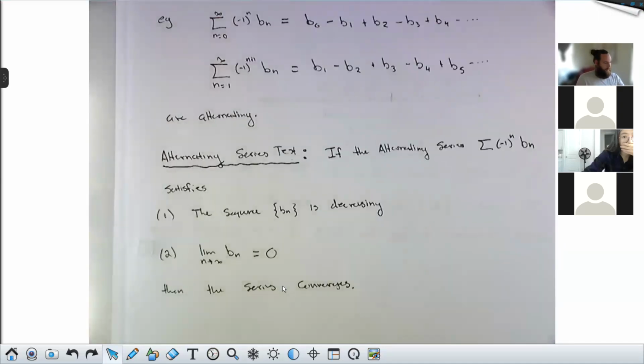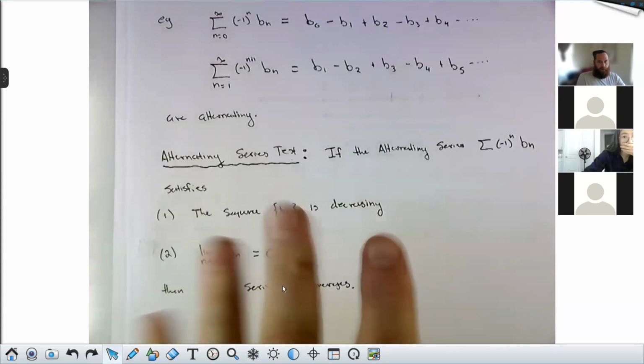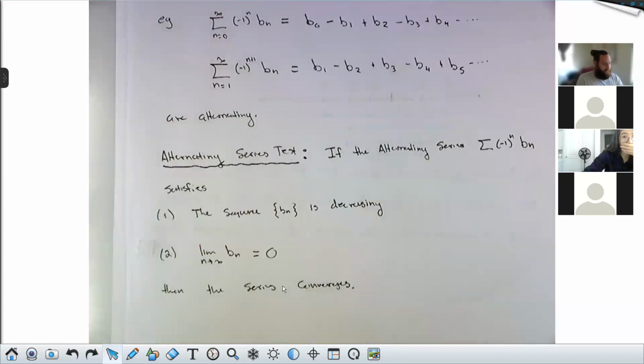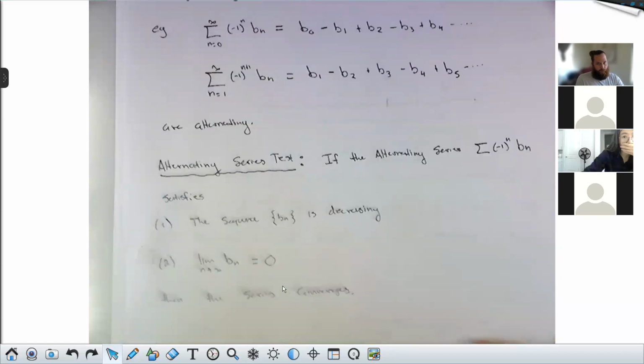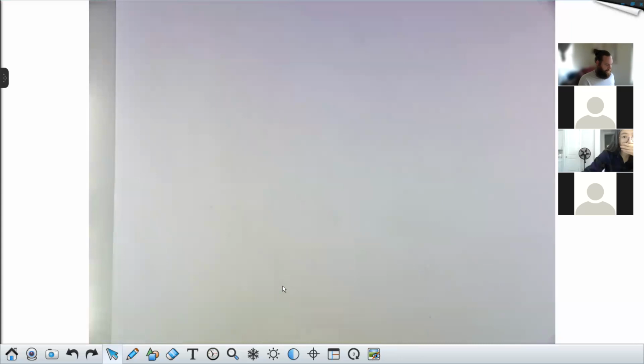One interesting fact: you notice this doesn't say anywhere that the series would diverge. The alternating series test can never tell you that a series diverges. It can only tell you that a series converges. I'll come back to that in a minute.